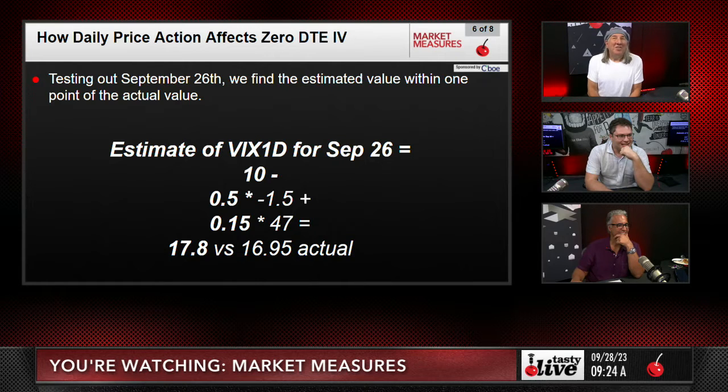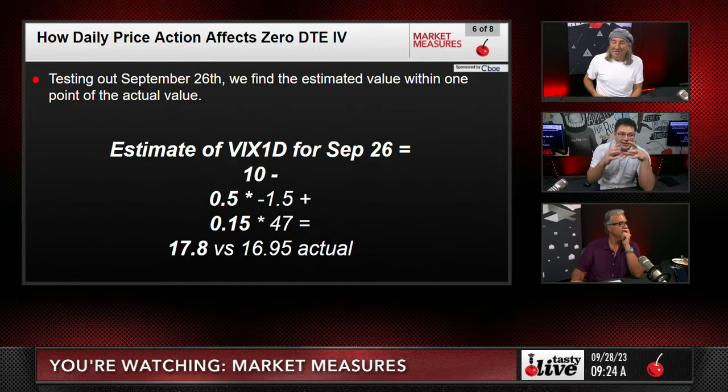Testing out September 26th, 2 days ago, we find an estimated value within 1 point of the actual value. So you back tested, and it came out that close. Yep. That was a crazy busy day, wasn't it? That day they moved like 60 or 70 points. It was 70 points, yeah.